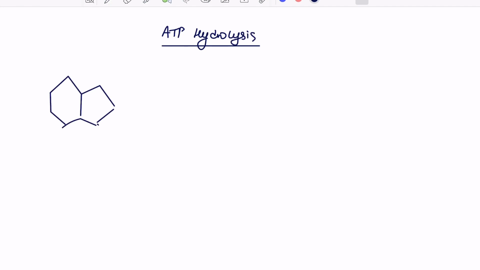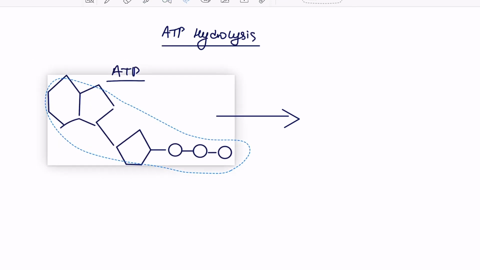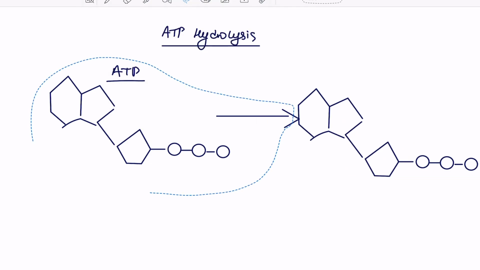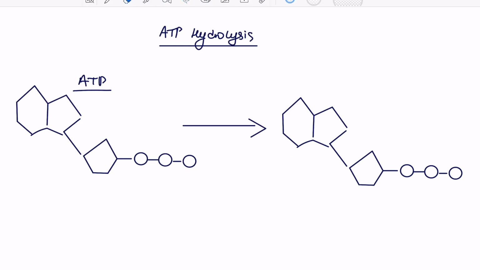Now let's go through the process of ATP hydrolysis and how energy is released from this process to support numerous cellular activities. If we draw the ATP structure again, the more you draw it, the easier it will be to learn. So this is our ATP, and this structure will now be hydrolyzed into a molecule called ADP. Just a reminder, hydrolysis is a type of reaction which involves an addition of a water molecule to break down a biological molecule.